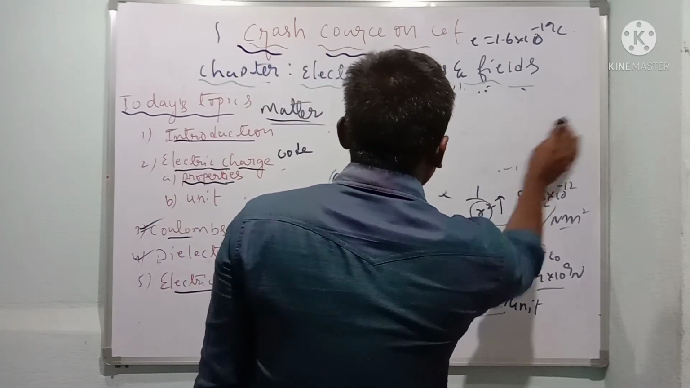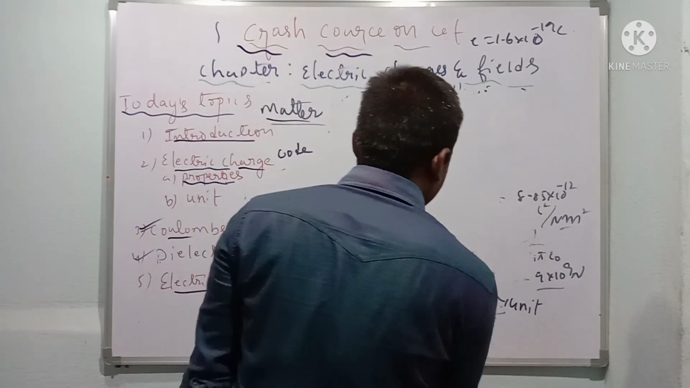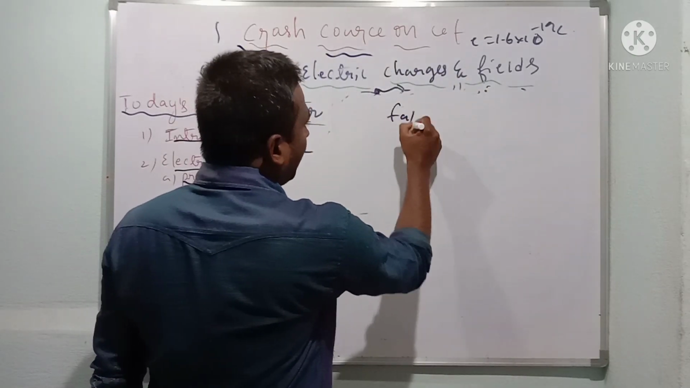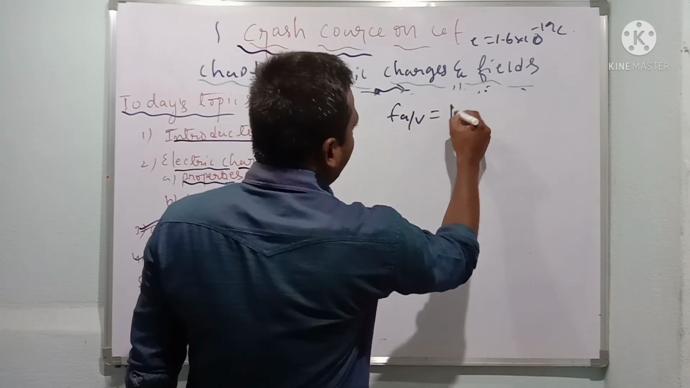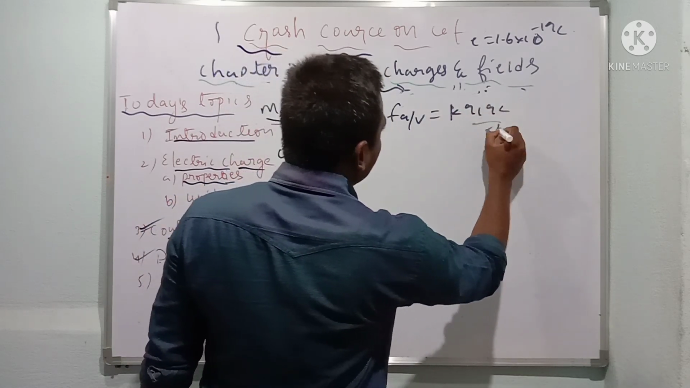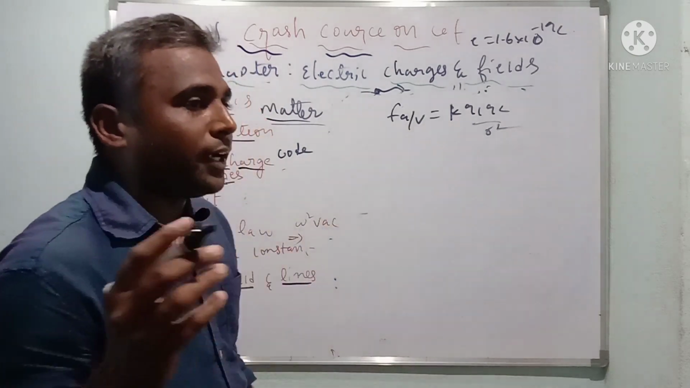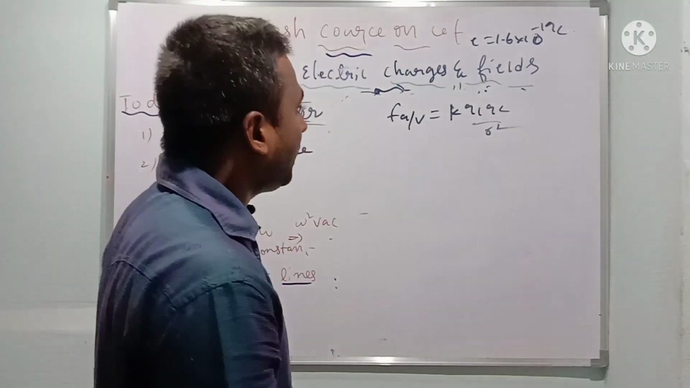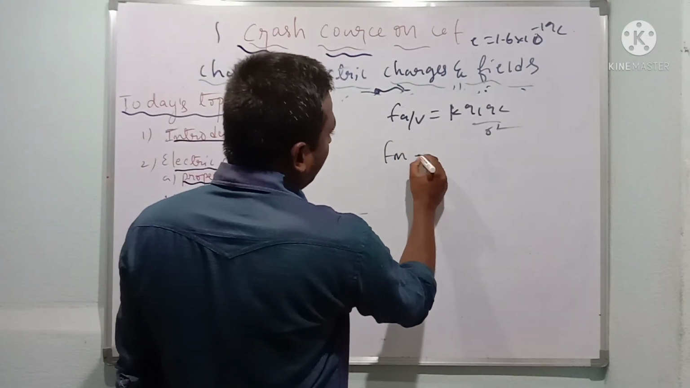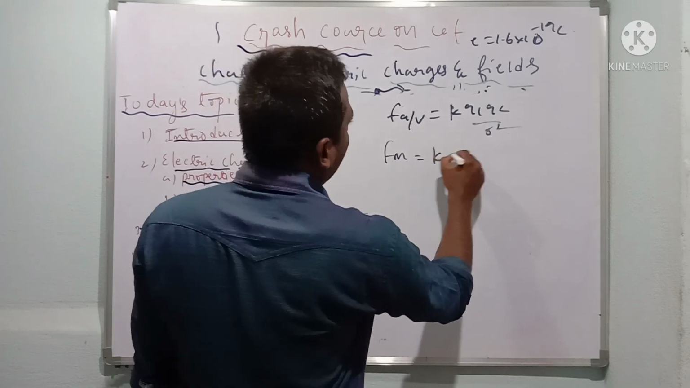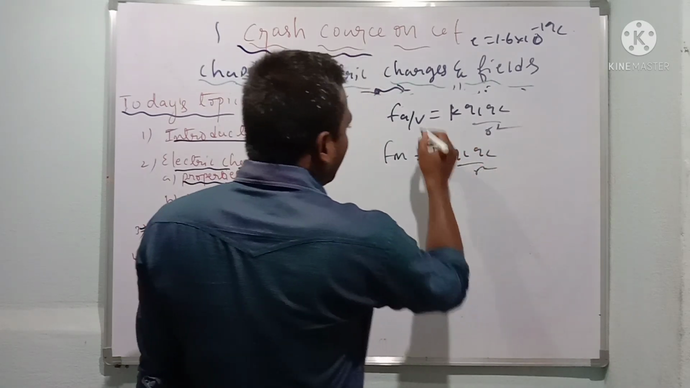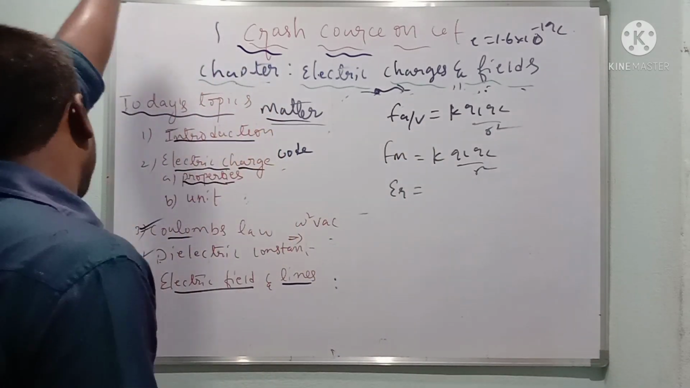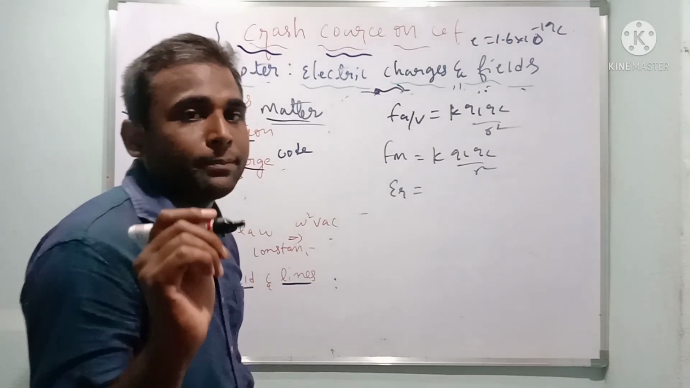Dear children, I am going to take two charges in two different fields. I'll take Fa or Fc is equal to K into Q1 Q2 by R square, meaning the force of attraction between the two charged particles when they are kept in the vacuum or in the air. And again I am going to keep them in any medium, solid medium or liquid medium. Fm is equal to K Q1 Q2 by R square.